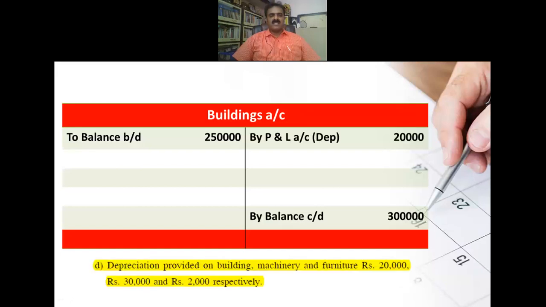To prepare the buildings account, the opening value is 2,50,000 and closing is 3 lakh rupees. As the adjustment says that there is a depreciation provided on buildings. Buildings depreciation is 20,000. Therefore, by P&L account, depreciation is taken as 20,000. That's the only adjustment. Depreciation is taken for 20,000 rupees on the credit side, transfer to profit and loss account.